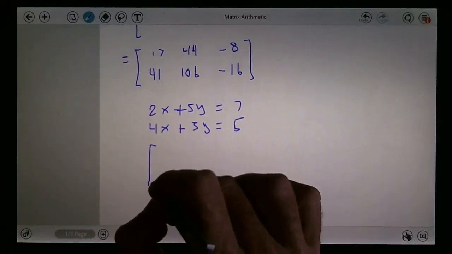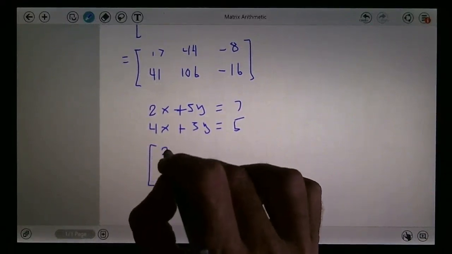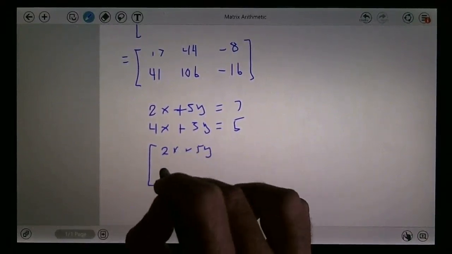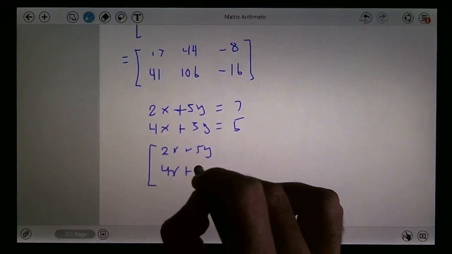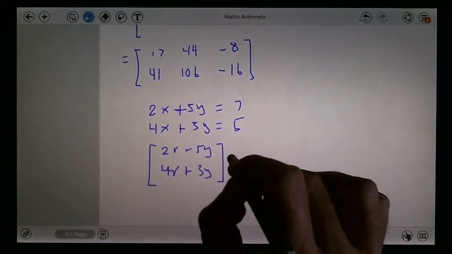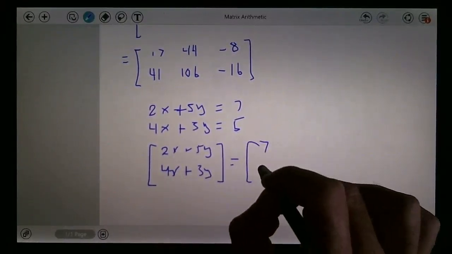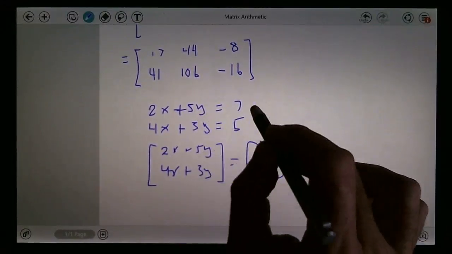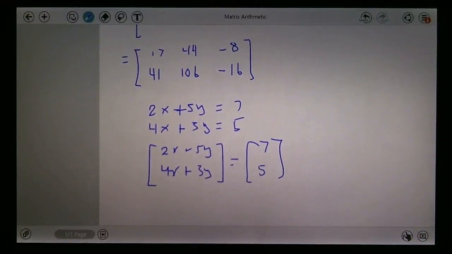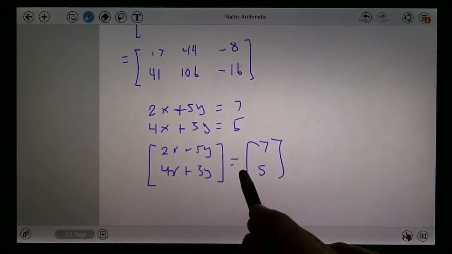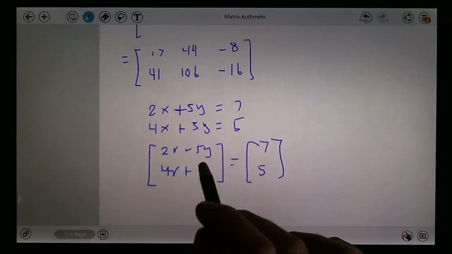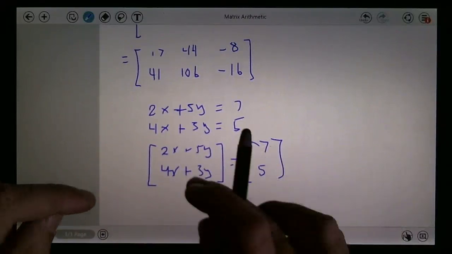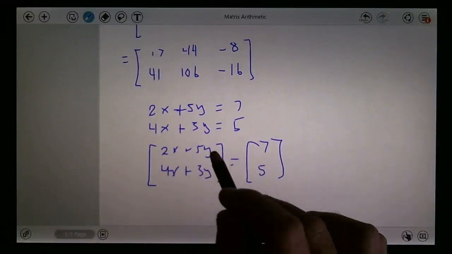Let's think of this as a matrix on the left-hand side, which has two entries in it, 2x plus 5y and 4x plus 3y, right? And we're going to say that's equal to 7, 5. This single matrix equation is equivalent to those two real number equations. Because in order for two matrices to be equal, you need corresponding entries equal. So you need this to equal that, and you need this to equal that. So it's the same thing. However, now look at what this is.